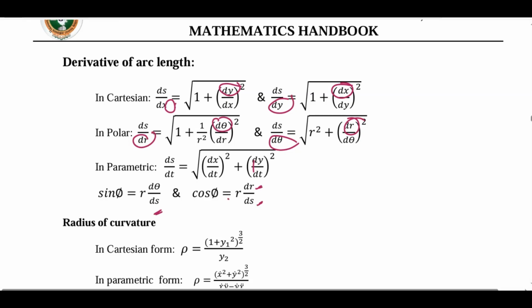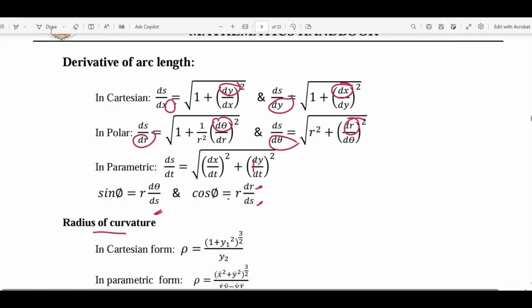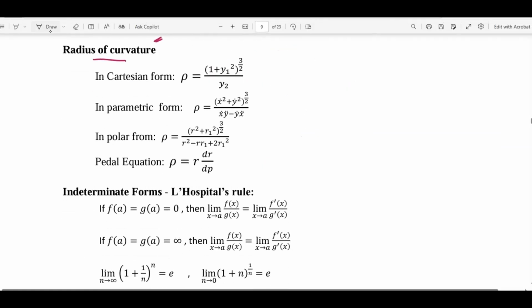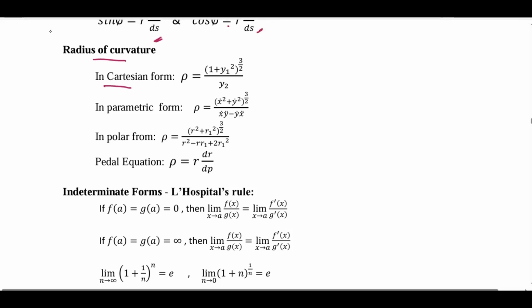Then radius of curvature. What is meant by radius of curvature and what are the formulas we have? Radius of curvature formulas are, in Cartesian, we have rho equals (1 plus y1 square) to the power of 3 by 2 divided by y2. Rho in parametric form will be (x dot square plus y dot square) to the power of 3 by 2 divided by (x dot y double dot minus y dot x double dot). Then in polar form it will be (r square plus r1 square) whole to the power of 3 by 2 divided by (r square minus r r2 plus 2 r1 square). Then pedal equation, rho will be r dr by dp.